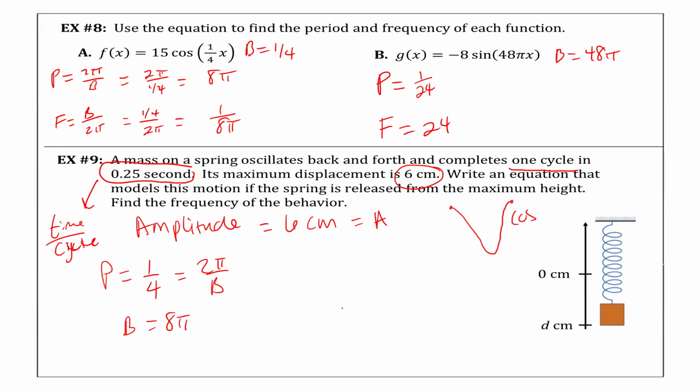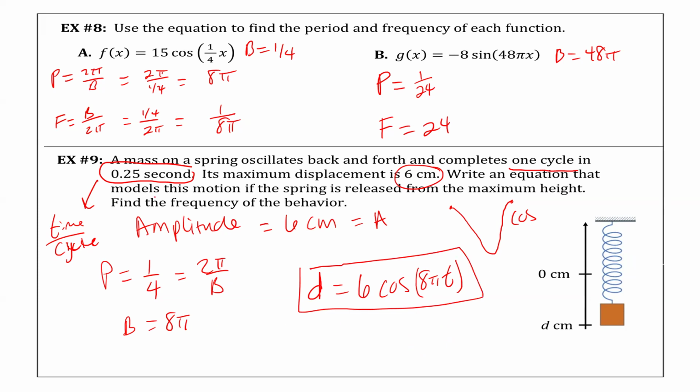Now I have my period. I now have my A. Can I write my equation? Yes, I can. We're in terms of distance, so D is our output, and in terms of time. So we know that our A is 6 cosine. And what's our B value? 8 pi. And it's in terms of time. So that is our equation.